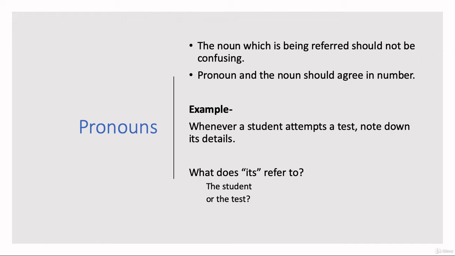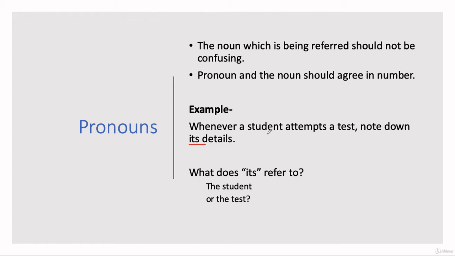Whenever a student attempts a test, note down its details. Did you see a catch here? What does "its" refer to? Does it refer to the student or does it refer to the test? These kinds of questions create an ambiguity and actually form the basic fundamental of a GMAT question.